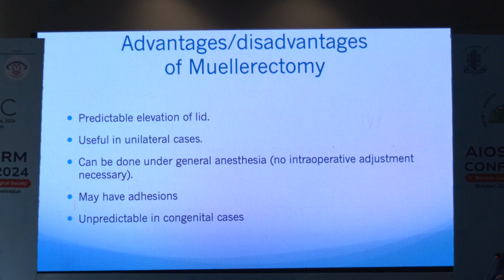Just be careful how much conjunctiva you resect. If there's any conjunctival pathology such as symblepharon, giant papillary conjunctivitis, any sort of follicles, just be careful. I would probably avoid that and do an external approach just because you're worried about scarring. I find sometimes congenital cases are a little bit unpredictable with Müllerectomy, so I prefer to do the anterior approach.